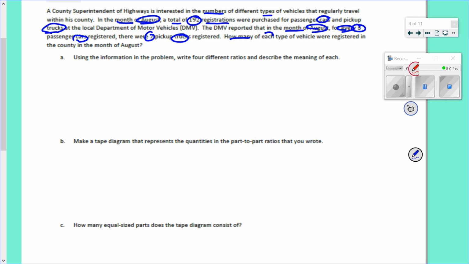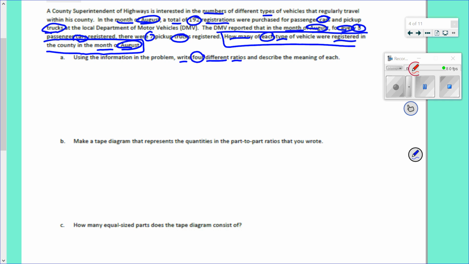How many of each type of vehicle were registered in the county in the month of August? So there's my question. That is what we're eventually going to need to answer. Before we do that, let's look at the steps that we can take in order to get there. First off, using the information of the problem, write 4 different ratios and describe the meaning of each.